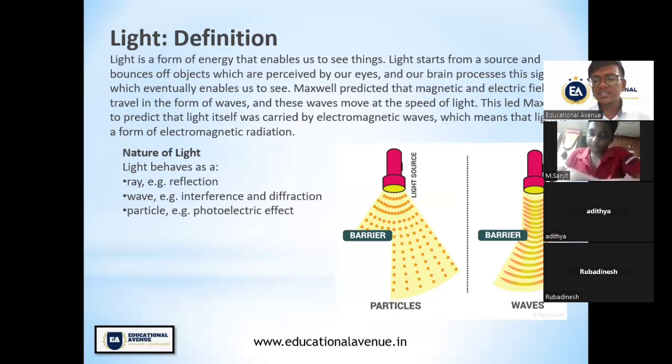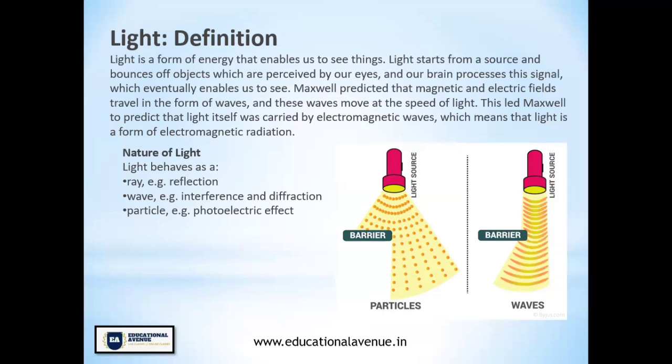There are some natures of light. Like everything in this world has a nature or a character, the light also has some nature. So light behaves as a ray. In your textbook it is written: incident ray, reflected ray, refracted ray. These are natures of light. Example, you can see on the screen, reflection is given. Next, the nature is that it behaves as a wave.